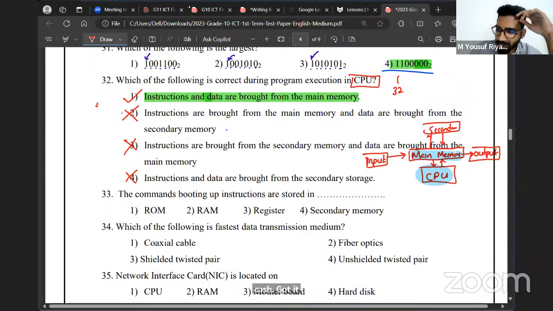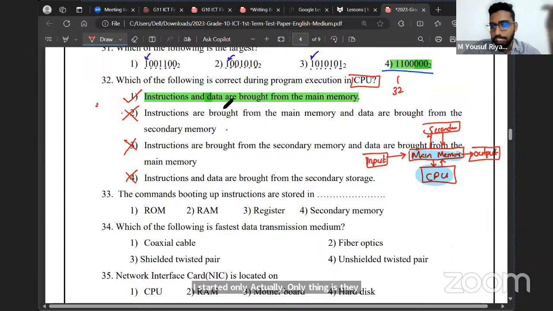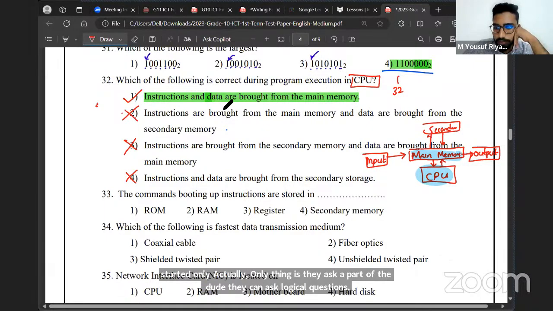I studied only 300. Actually, that is enough to study. The only thing is, apart from that, they can ask logical questions, like practical logical questions.